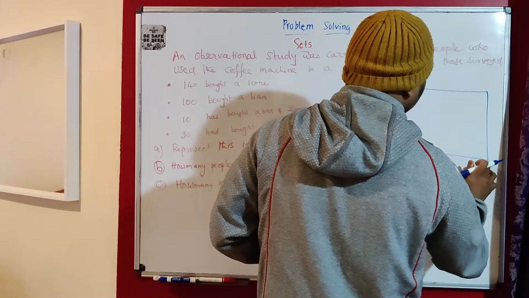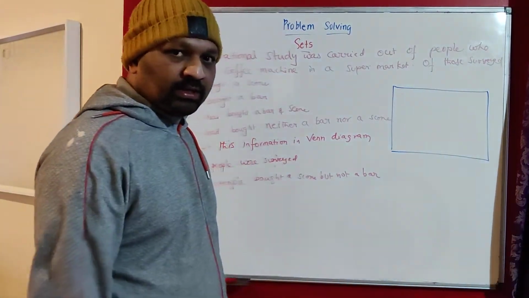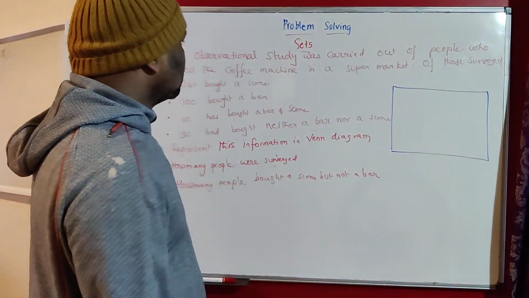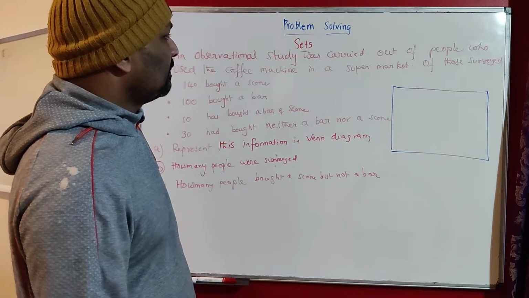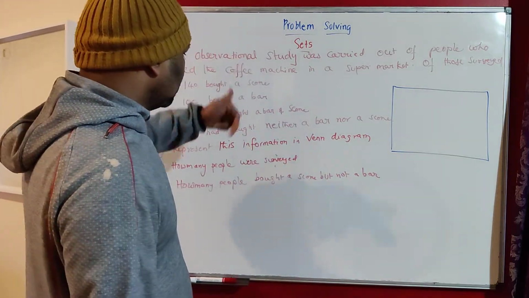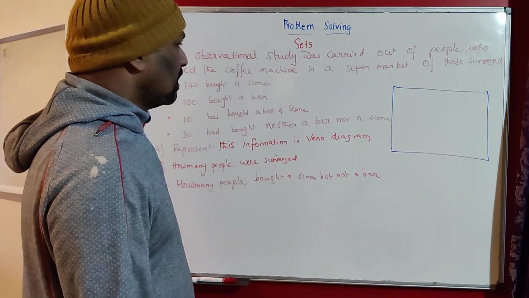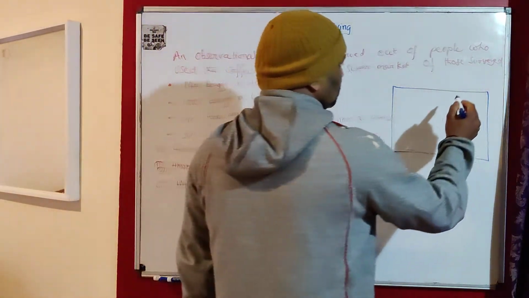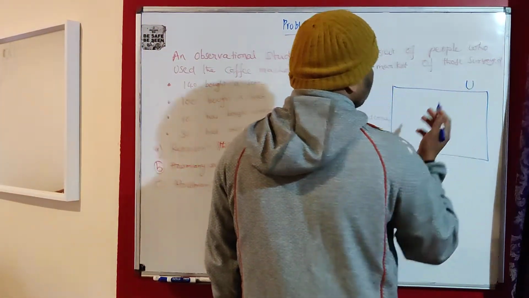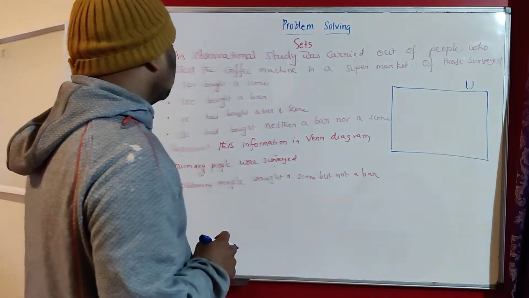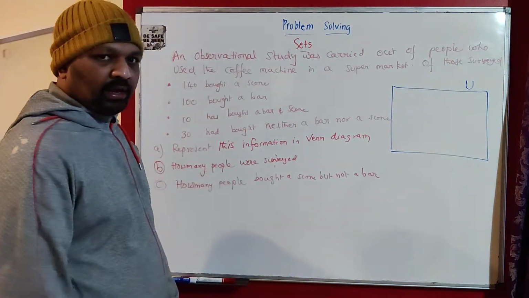This is a universal set, which is in the rectangular shape. How many people are there in the universal set? How many people were surveyed? That information is not given, so U is not known to us. That is why we cannot put a number there.